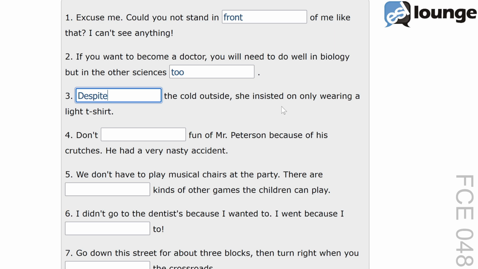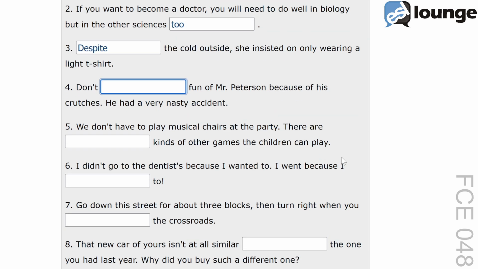Here's question 4. Don't blank fun of Mr. Peterson because of his crutches. He had a very nasty accident. The correct answer is make. Make fun of means to mock or ridicule. For example, it's not nice to make fun of people. Another example is, they made fun of his new haircut.